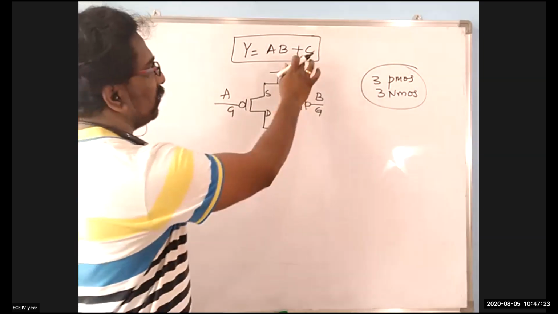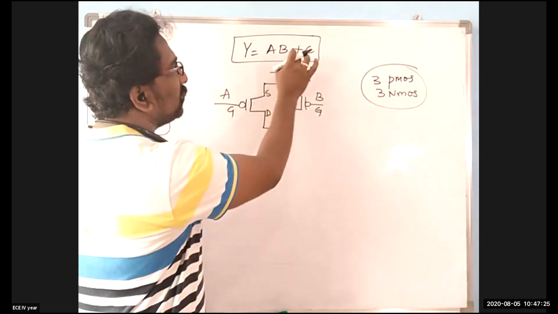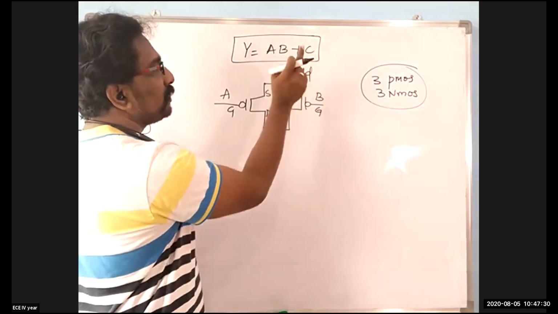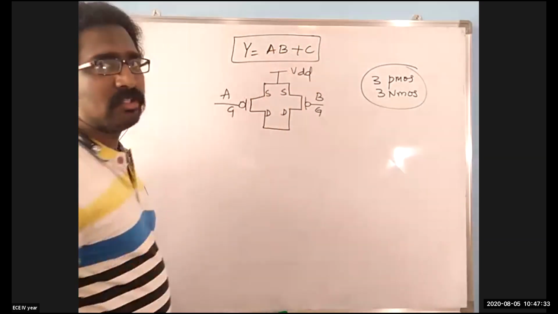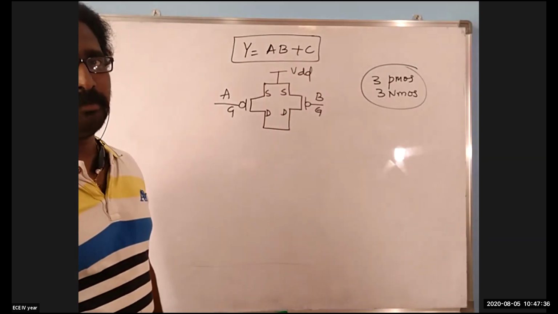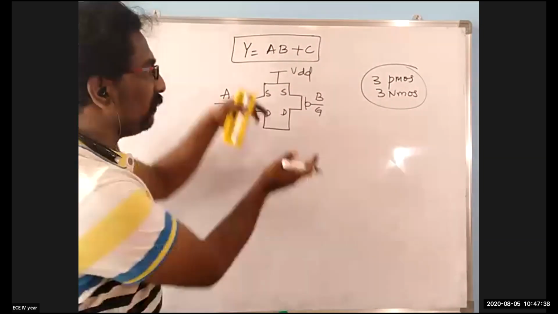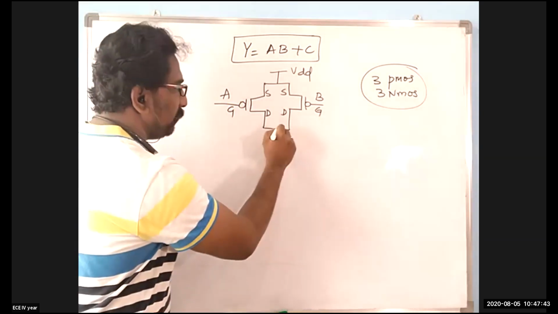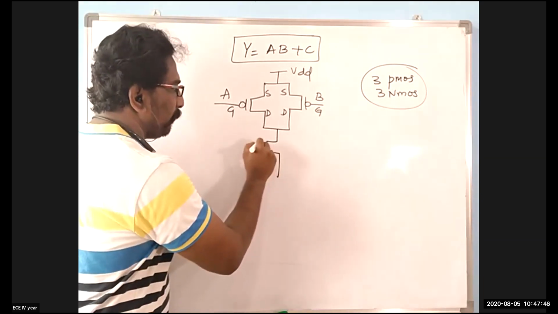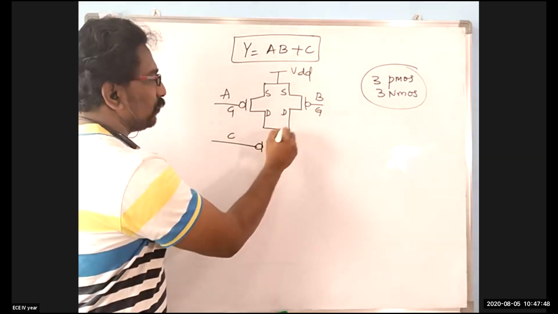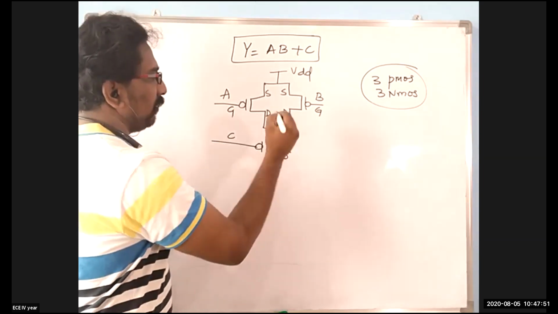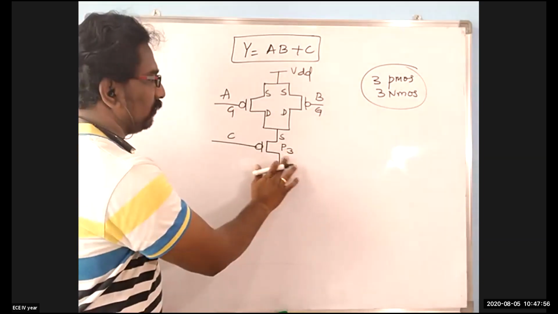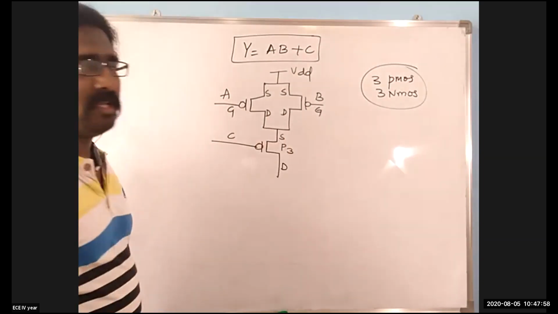Then what about this one? Further to this set of PMOS, there is a plus operator and another PMOS. So the third PMOS will be in series to the first two PMOS. Which means for this set of PMOS, I need to draw one series PMOS. So then it becomes like this. This is your C. This is your source, drain, P3. Now we have completed our P block.